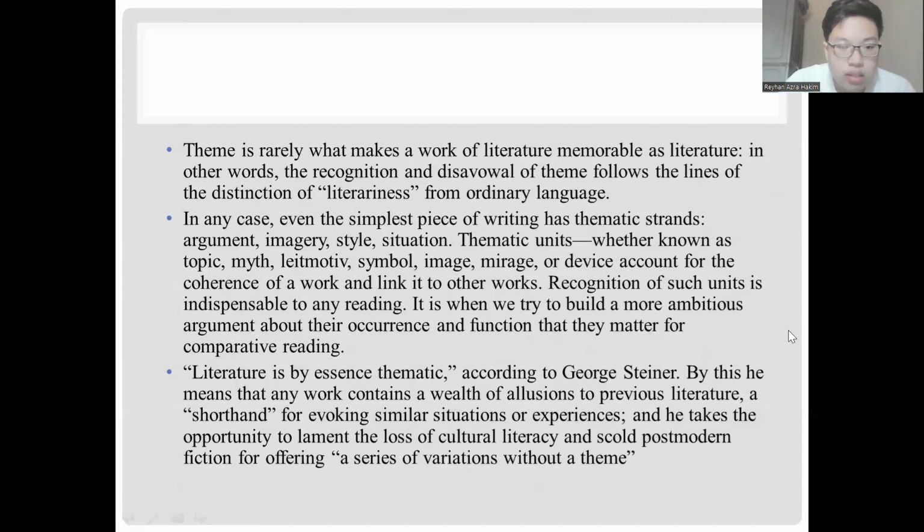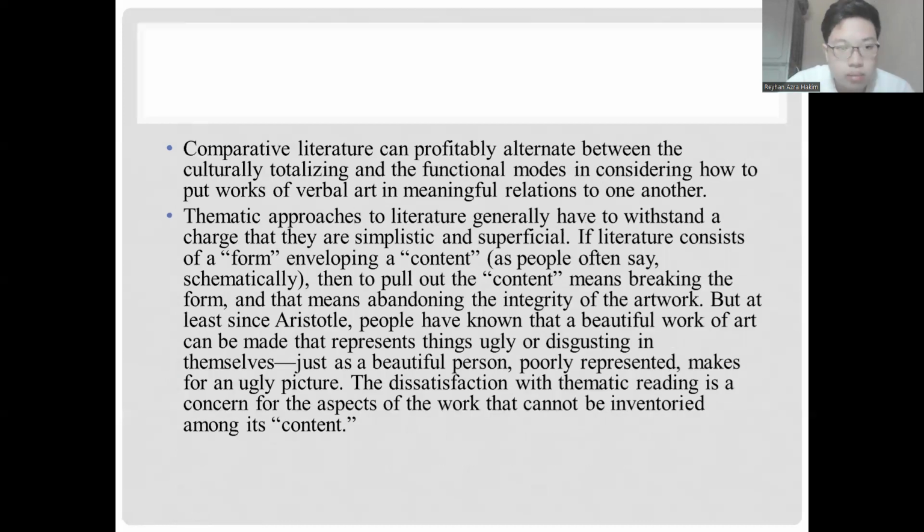Literature is by essence thematic, according to George Steiner. By this, he means that any work contains a wealth of allusion to previous literature, a shorthand for evoking similar situations or experiences, and he takes the opportunity to lament the loss of cultural literacy and scold postmodern fiction for offering a series of variations without theme.